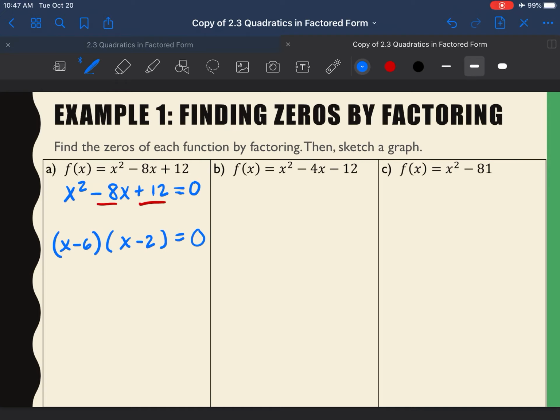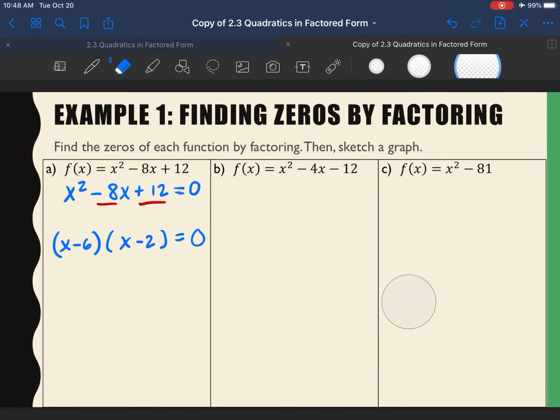Now to finish answering, first I just need to explain this idea. I'm just going to write this off to the side. If you have two numbers that you don't know what they are, but when you multiply them together, the answer is 0, what can you tell about those numbers? Well, if they multiply together and the answer is 0, that tells you that one of the numbers has to be 0, or both of the numbers are 0.